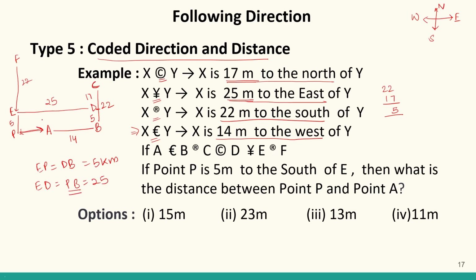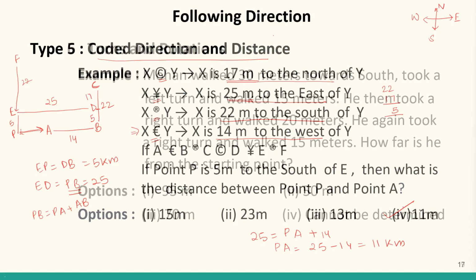Now, in PB, we already know AB. So PB is equal to PA plus AB. This much you understand? Now, PB is how much? PB is 25. PA we have to find out. And AB we already know is 14. So PA will be 25 minus 14, which will give us 11. So our answer will be option number 4, 11. This is type 5, which is coded direction and distances. Very simple logic of coding decoding is used over here.